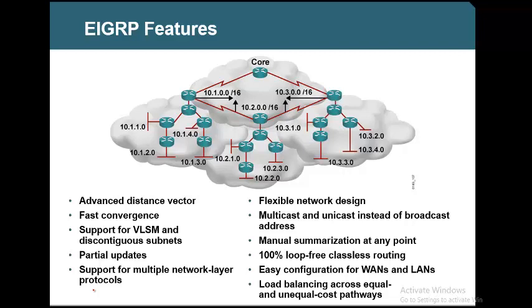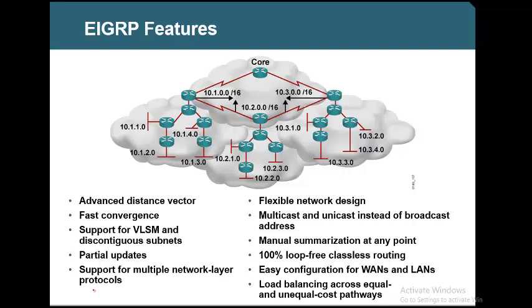Now, I also told you in the network layer we have IP, IPv6, IPX, Novell network as network layer protocols. EIGRP supports all this. EIGRP supports multiple network layer protocols. Very good. So I said manual summarization at any point. It supports multicast, unicast instead of broadcast, flexible network design.